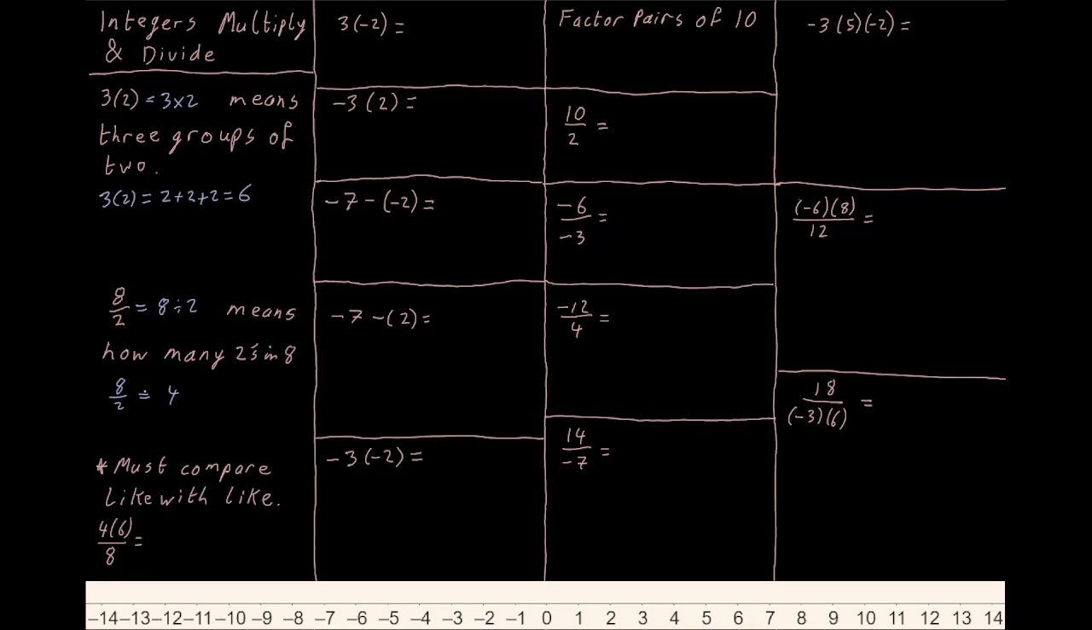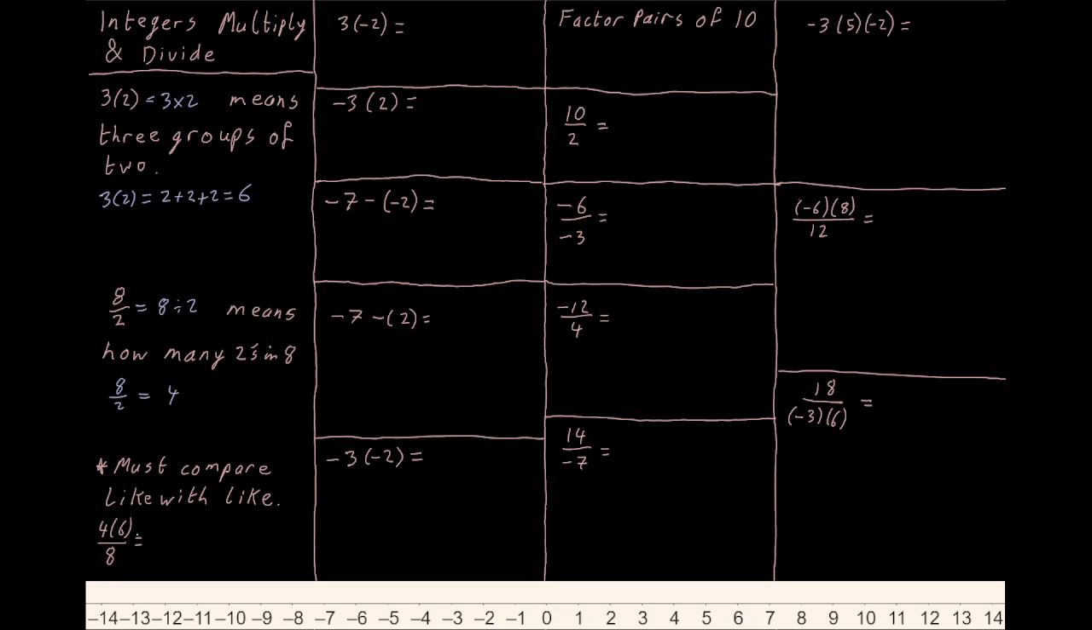But if we look at this division, we have to be careful of something. Are we comparing like with like? Well, here we have 2 units and 8 units. So we're comparing like with like. How many groups of 2 units, 2 ones, are in 8 ones, 8 units?